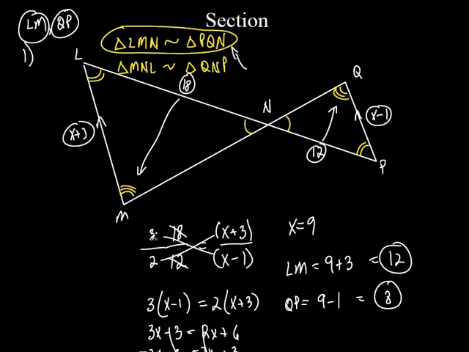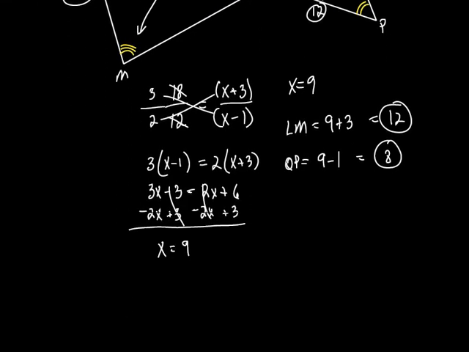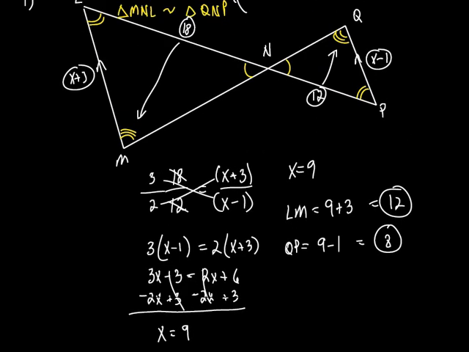Simplified the 18 over 12 to 3 over 2 just to make it a little easier for us. I cross multiply and then do all the math. I get x equals 9. Once I get x, I plug it in for x plus 3, and I get 12, and I plug it back into here, and I get 8. All right, so there it is. All right, let's do the next one.